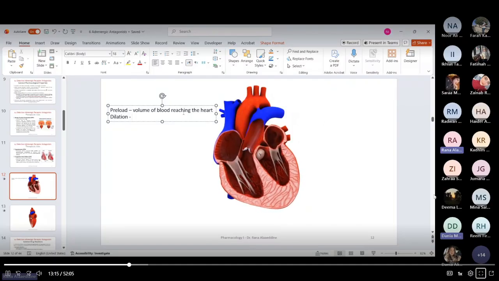What brings the blood back to the heart? The veins. Exactly. So this is why it would be smart to dilate the veins, which is usually called venous dilation.